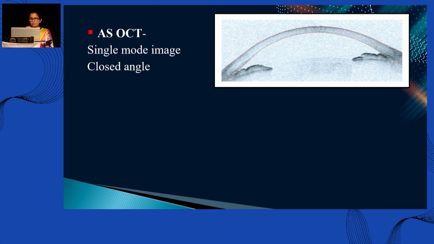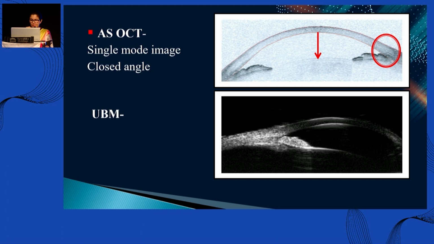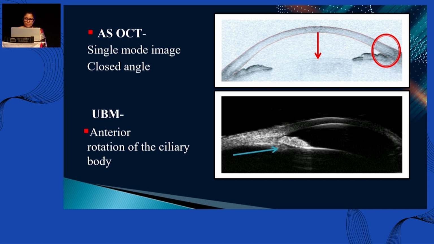This is the ASOCT of a patient presenting with high IOP. What can you see? We can see a deep anterior chamber and a closed angle. And this is the UBM of the same patient. There is anterior rotation of the ciliary body. So, this is plateau iris syndrome.